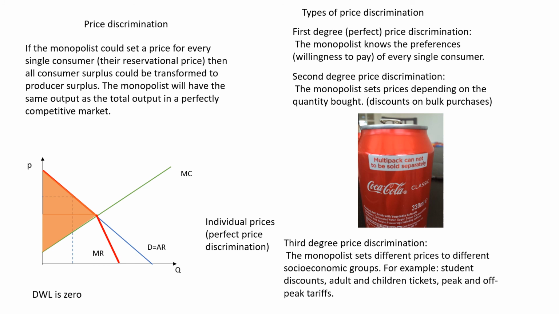Third-degree price discrimination aims to set the price based on the socio-economic characteristics of the consumers. This could be, for example, to offer a discount for students, or to make prices different for children or adults in the theater. Something like this also happens when an electricity firm charges a different price for peak and off-peak users.